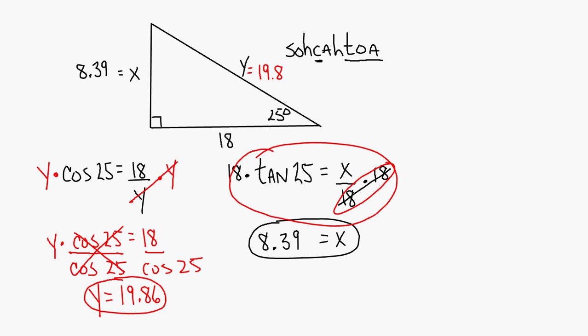Wait, after you cancel out the cosine 25, I'm confused on what you do after that. 18 divided by cosine 25. But you have to type cosine 25, 25 cos, and hit the equal sign.